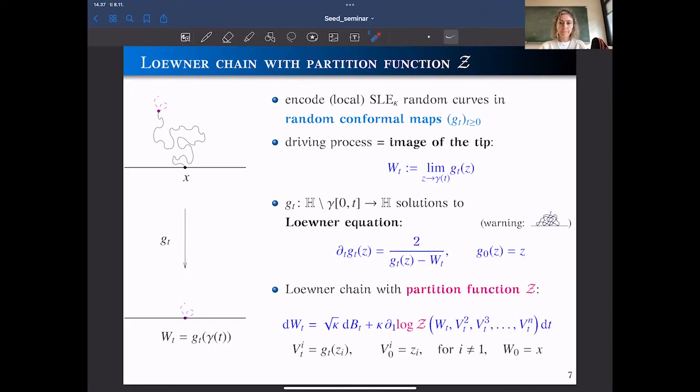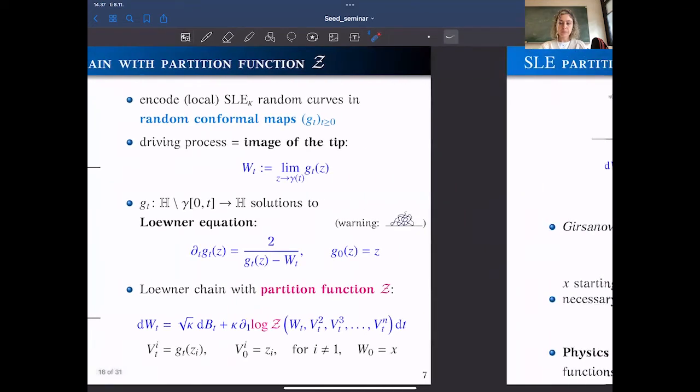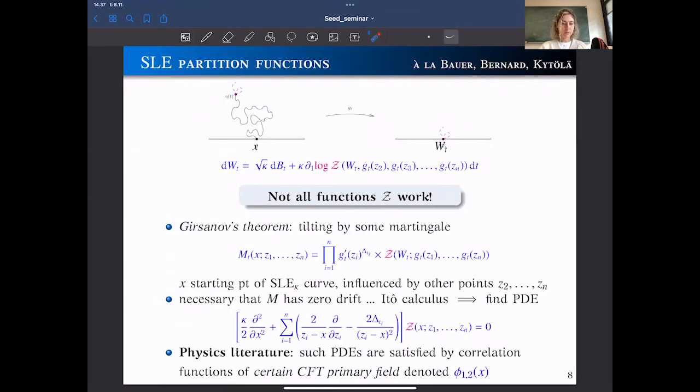Right, so let's see. So I think I was here. Yeah, so I was trying to tell you that if you add this interaction, now it's a bit maybe unclear, it's there. So I have some marked points, maybe this X where the curve is growing from.